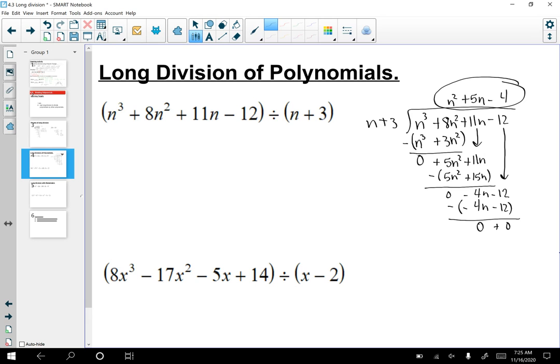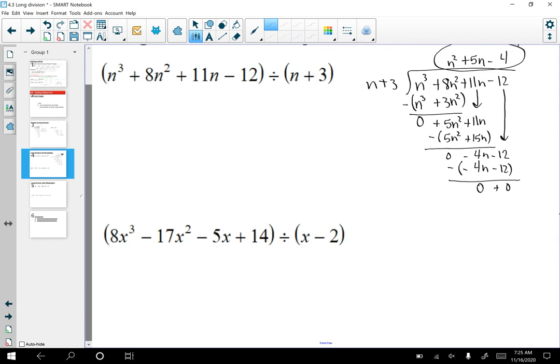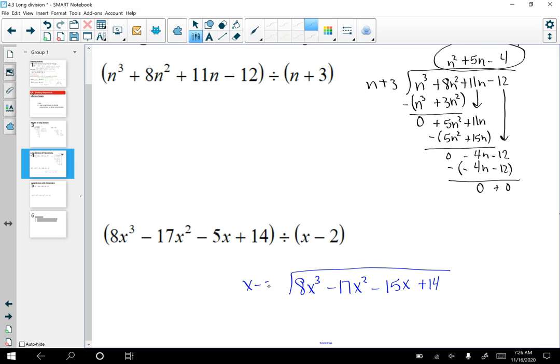Okay, pause the video and go ahead and try this second one on your own. This is our dividend. So we have 8x cubed minus 17x squared minus 15x plus 14 divided by x minus 2.